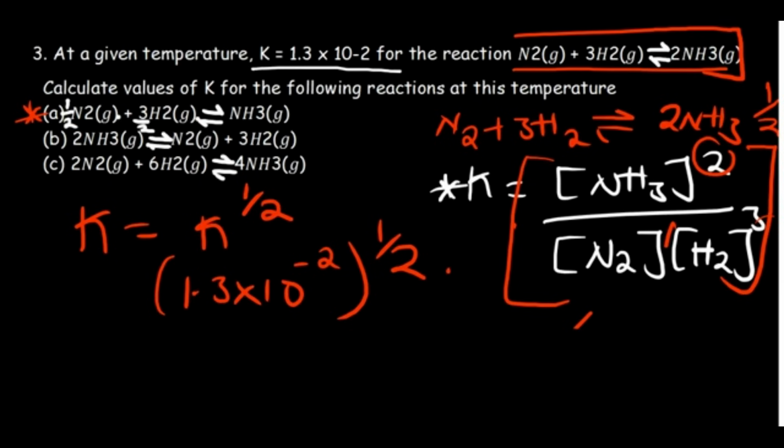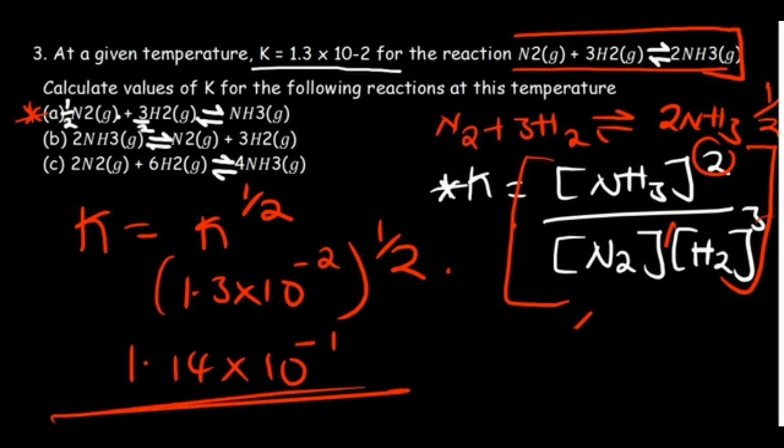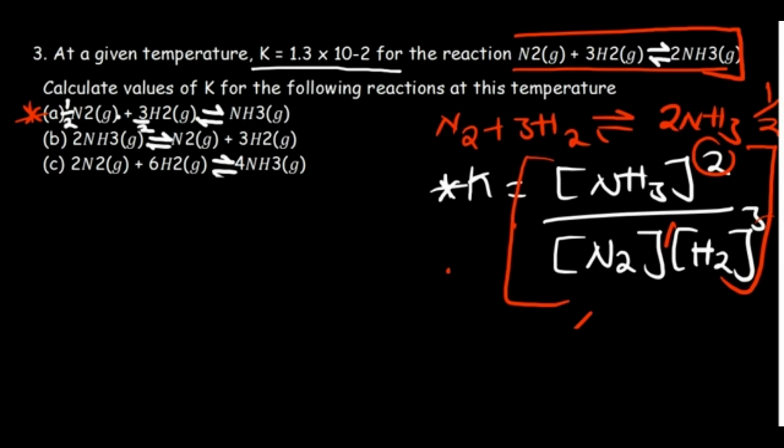Okay, so what value are you getting? So I'm getting a 1.14 times 10 to the power negative 1. That's my constant for the first part. Okay, let's go to the second part for B.